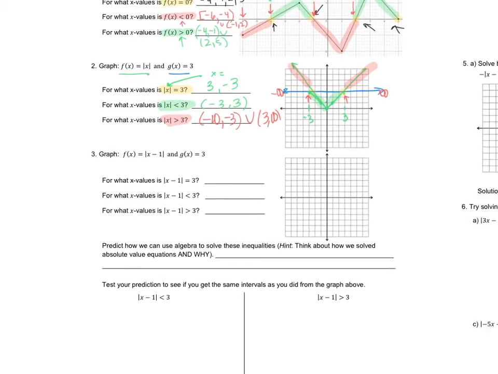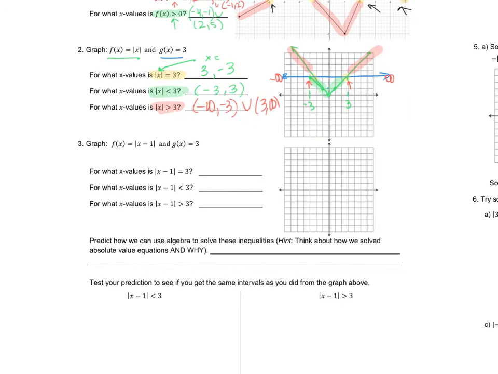All right, let's get a little more complicated absolute value here. We have a transformation. It's moving to the right one space. So the same exact v, move to the right one space. Let's see what happens with that one.